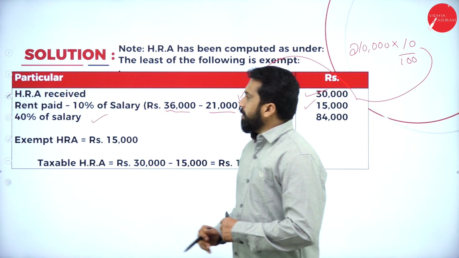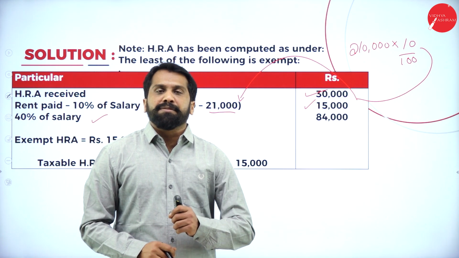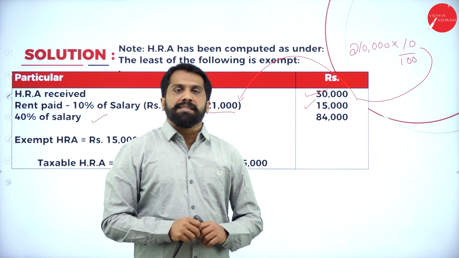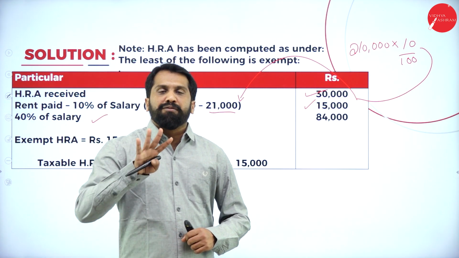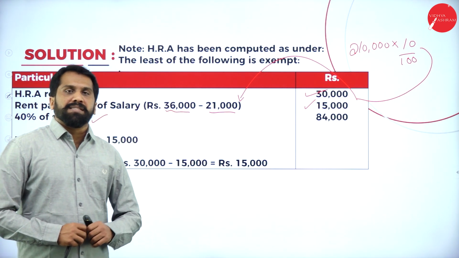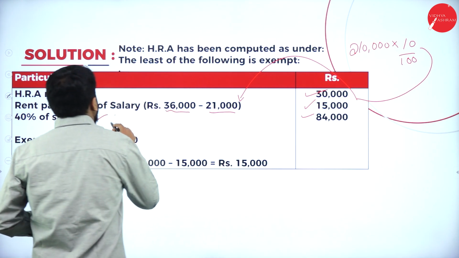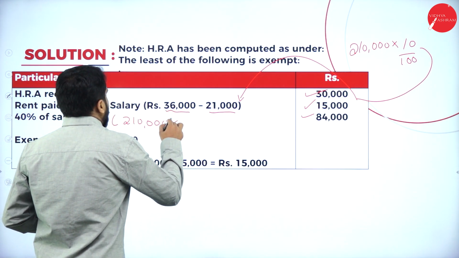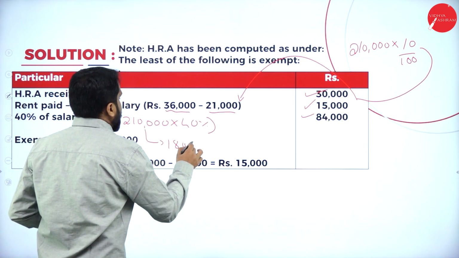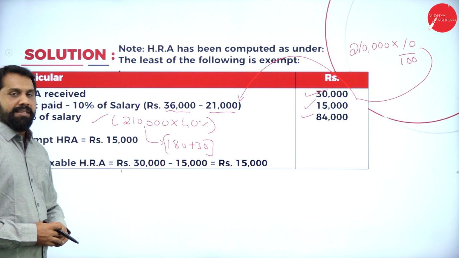Last one, 40% of salary. Why? Because they have not mentioned that it is from Kolkata, Delhi, Mumbai, or Chennai. They have not mentioned these 4 cities. If it is not mentioned, how much should we take? 40%. If these 4 cities are mentioned, then we have to go for 50%. Now, this is done. Now, it is 84. How did you get 2,10,000 multiplied with 40%? How come it is 2,10,000? 1,80,000 plus 30, we call it 2,10,000, your basic salary plus DP.